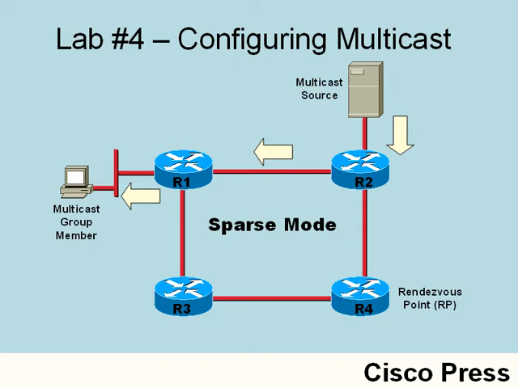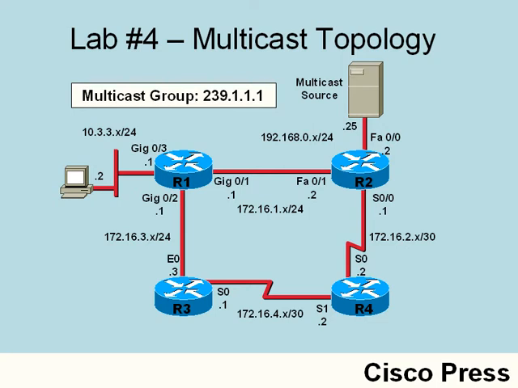Let's take a look at our specific topology that we're going to be working with. We have a multicast source. It has an IP address of 192.168.0.25. It's going to be sending traffic out to the multicast group 239.1.1.1. And notice that first octet. Notice the 239.